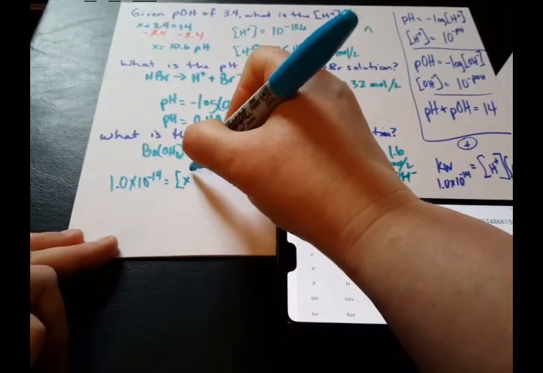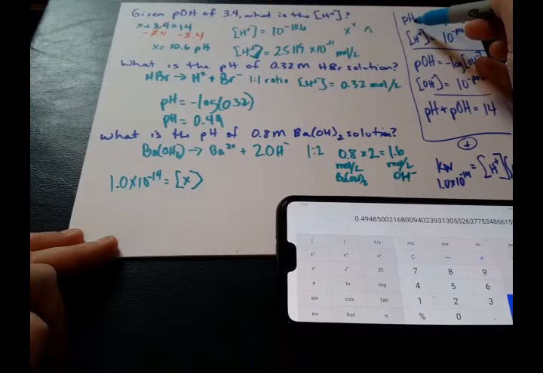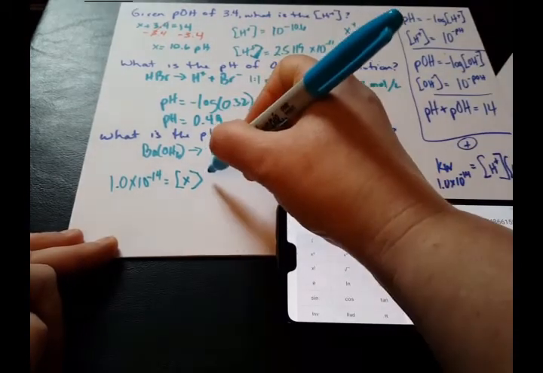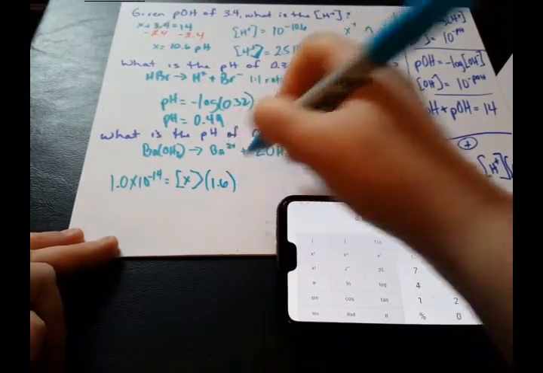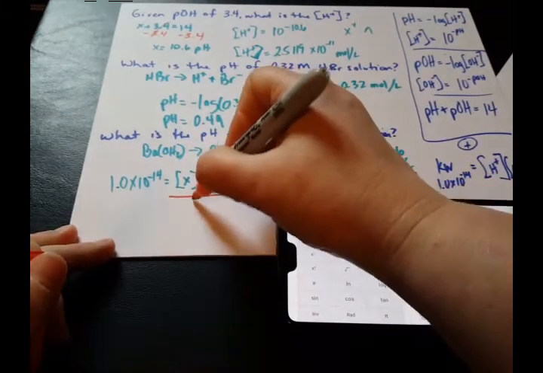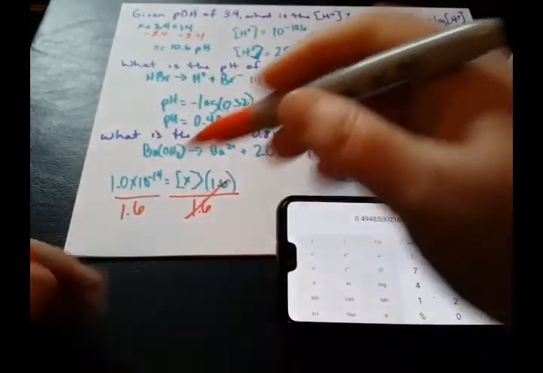The H plus is the unknown. Why am I even going for that? So that I can get pH out. I want to use this equation, but I don't have that value yet. So we'll put in 1.6 here. And we'll solve for X. So instead of multiplying, we'll do divide. We'll do that on both sides.